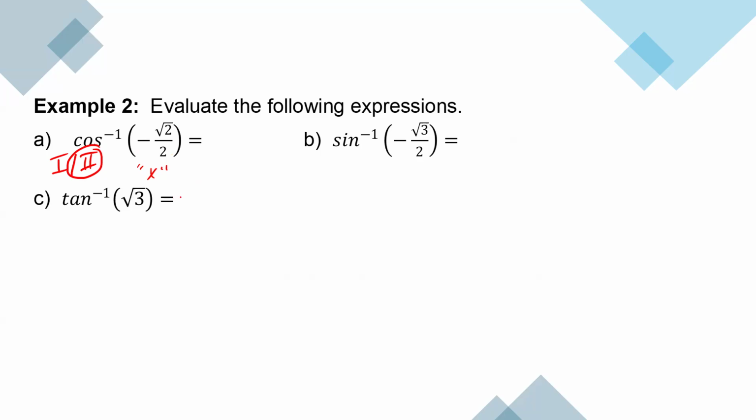In quadrant 2. Square root of 2. That's the answer. When do I get it? What angle gives me this value? That's in quadrant 1. We're in quadrant 2. 135. 135, which equals 3 pi over 4.